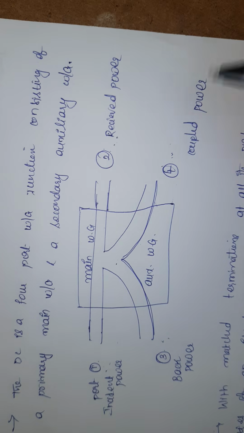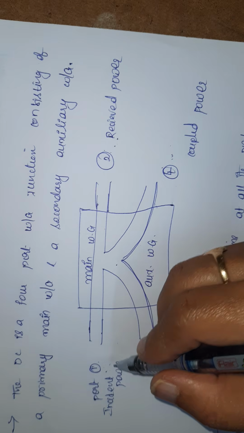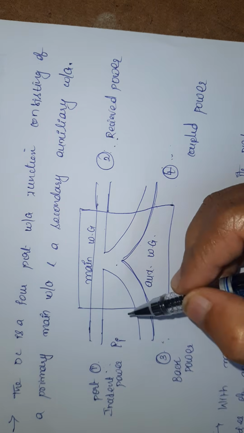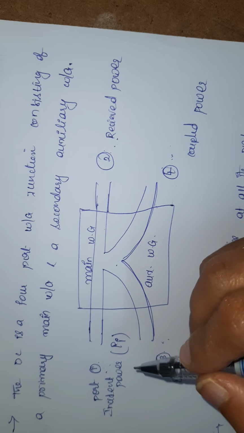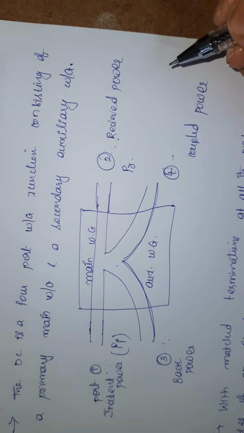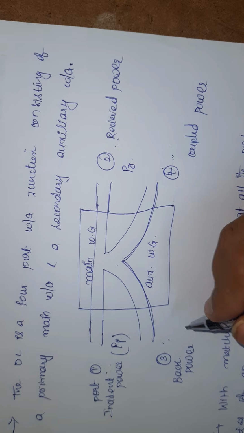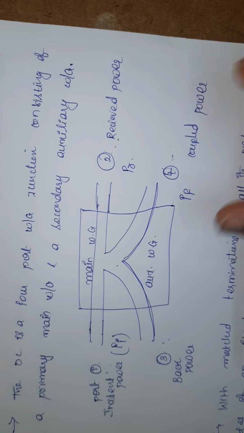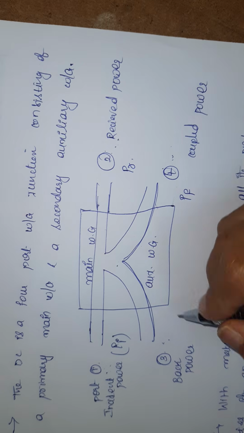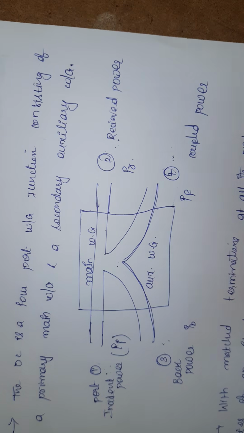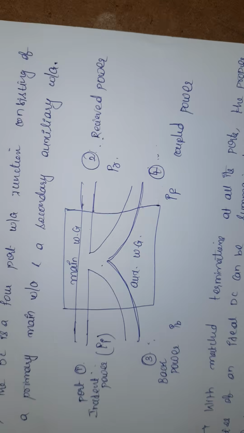Here I am representing these powers in terms of letters like this: P suffix I. Pi is nothing but incident power. Pr is nothing but received power. Pf is nothing but forward power coupled at port 4, and back power is Pb at port 3.